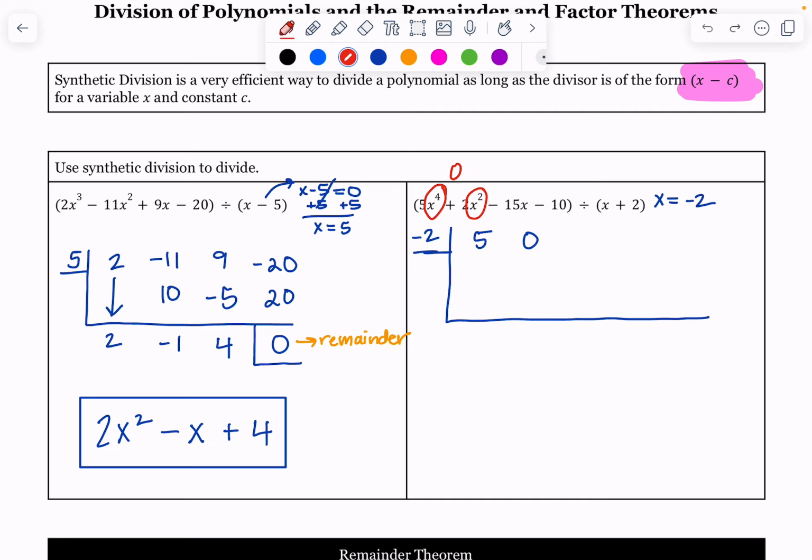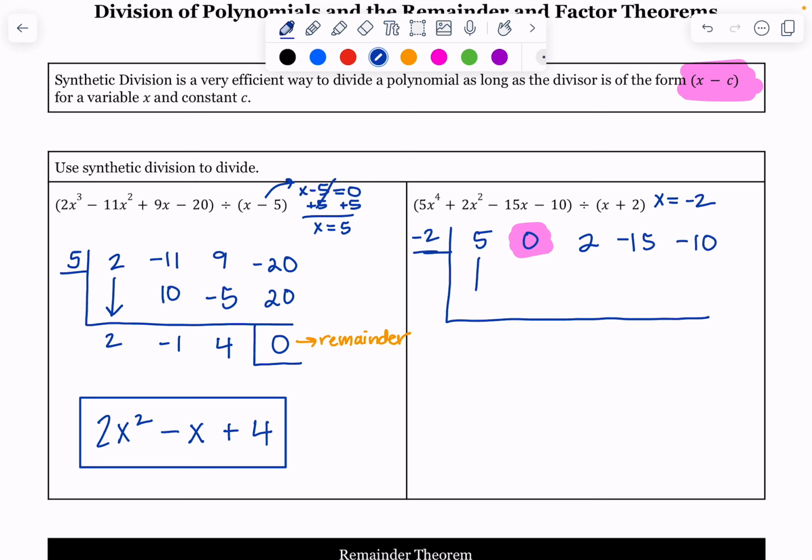Okay. So I'm going to highlight that so it stands out. Hopefully in your notes you'll somehow make that stand out too, so you can remember to put the placeholder. Then I have 2x squared, negative 15x, and minus 10.